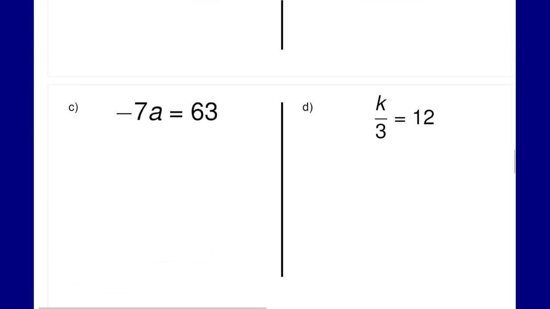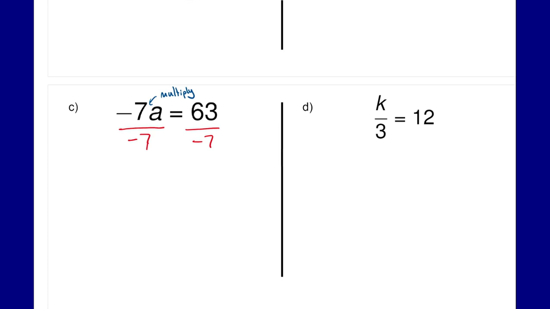For C, negative 7 times a equals 63. So negative 7 times something equals 63. If we don't know what that value is, we can cancel out the multiplying by doing the opposite operation, which is division. So the opposite of multiplying is dividing. I'm going to divide by negative 7, and I'm going to do the same thing to the other side.